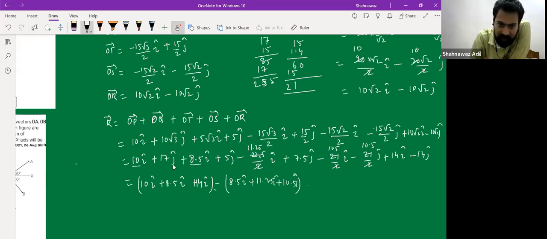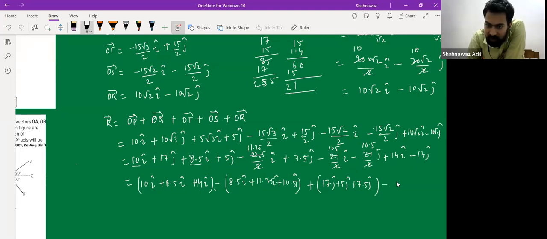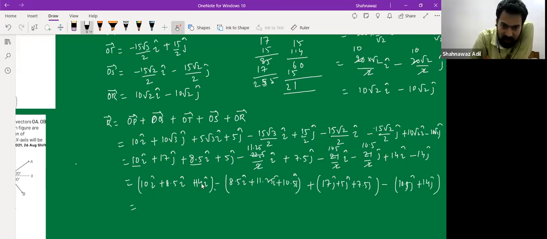And then you have this j, so 17 plus 5j, and then you have this 7.5, and then you have this minus of what? 10.5 and then 14, right? So this would be how much? This is 24. 42.5. Yes, 32.5.